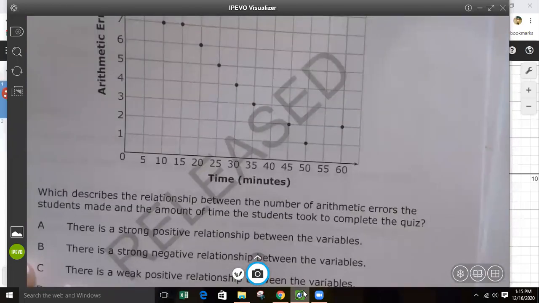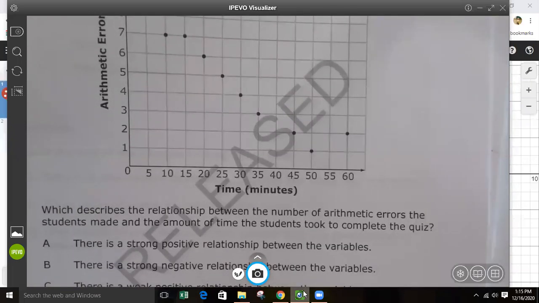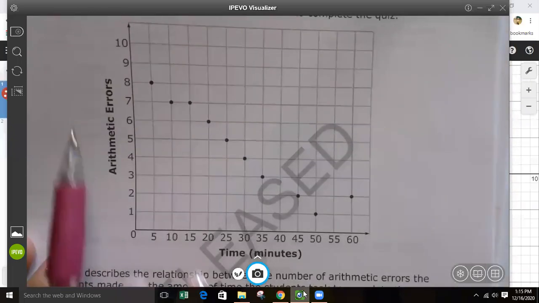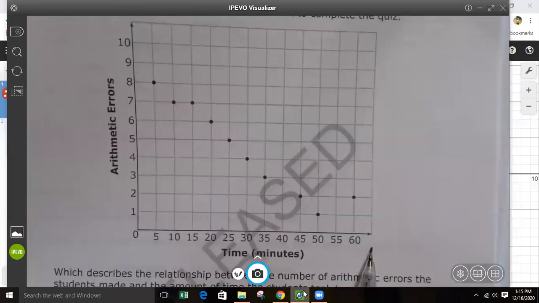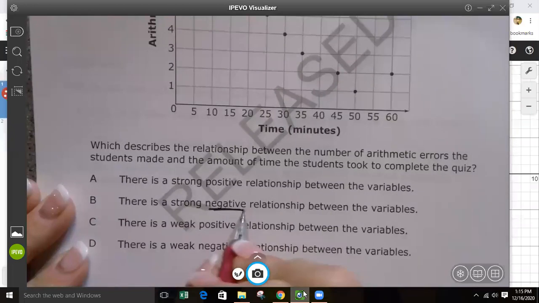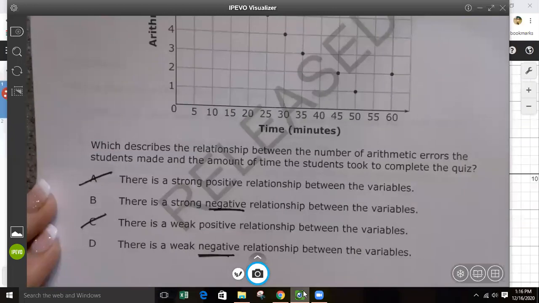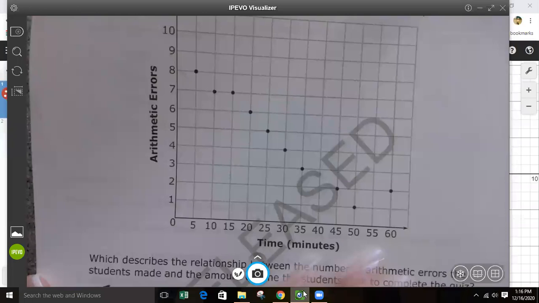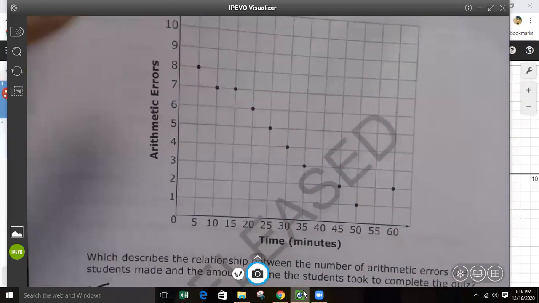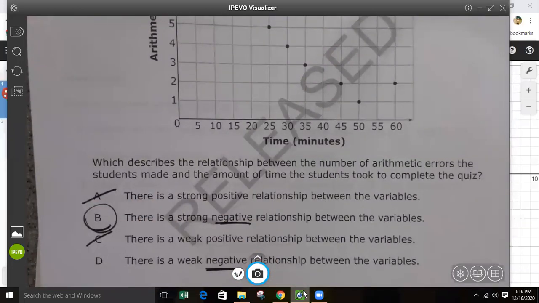It says, which describes the relationship between the number of arithmetic errors the students made and the amount of time the students took to complete the quiz. So if we look, all of the dots are going down. So that is a negative relationship. So this one says negative and this one says negative. So the other ones can be marked out. And then the question is it strong or is it weak? Are they very linear or are they kind of spread out? In this case, they pretty much look like a line. So these would be strong. So 49 is strong.